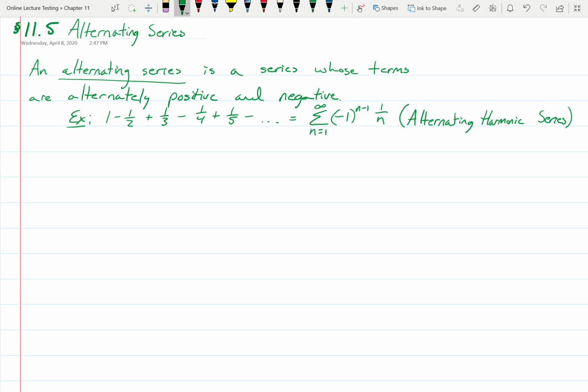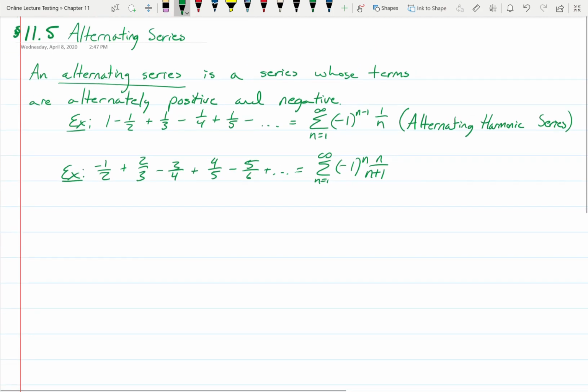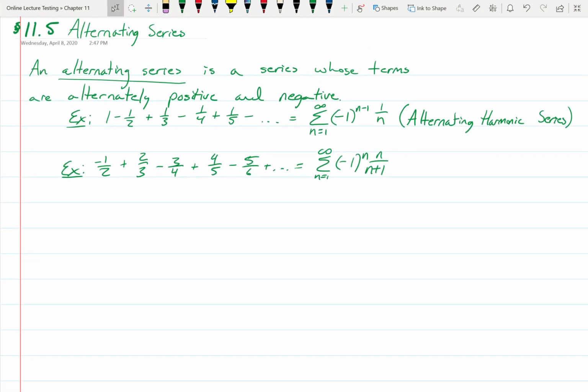All right. Another one that we could see, so that way we could say that it doesn't always have to start with a positive. We could have -1/2 plus 2/3 minus 3/4 plus 4/5 minus 5/6 plus and so on. And this is actually the series as n goes from 1 to infinity of (-1)^n times n divided by n plus 1. So again, we finally get to deal with negative values, except we have to be very specific on our prescribed series here, so we have to be alternating between positive and negative values.